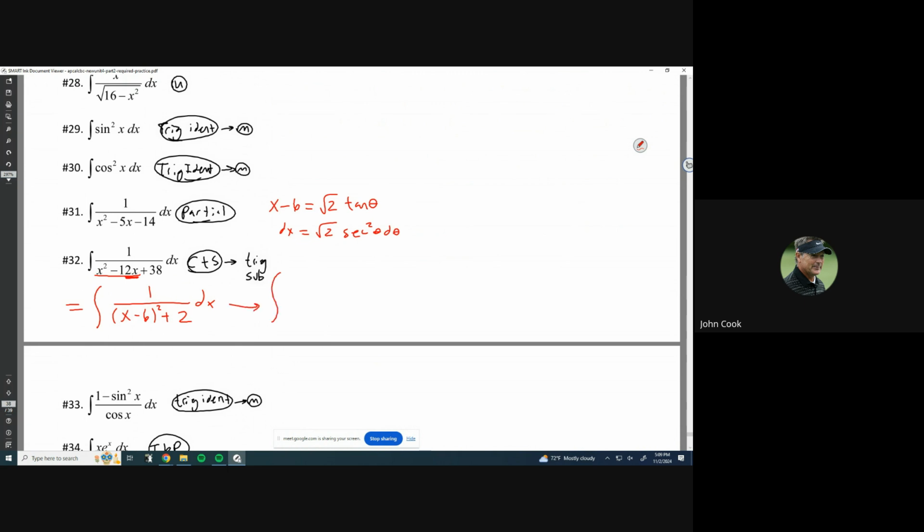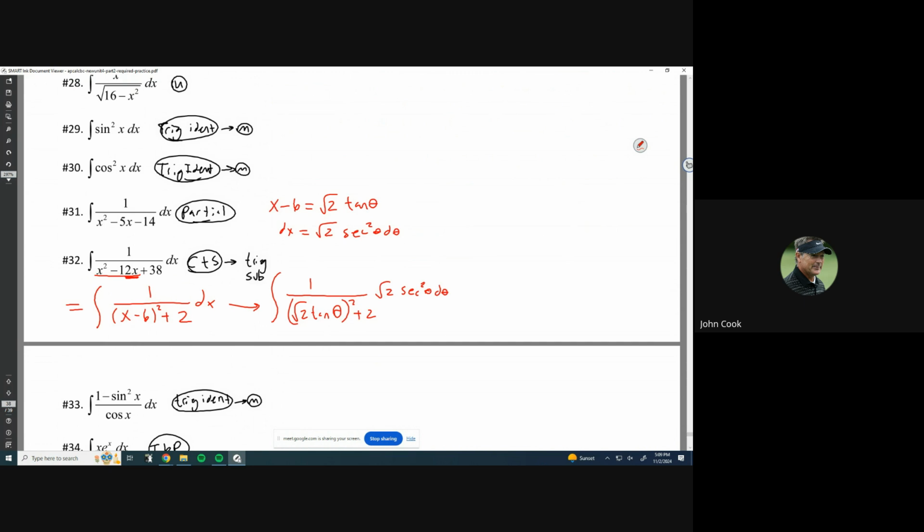So this becomes 1 over, and then x minus 6 is really square root of 2 tangent of theta, squared, then plus 2. And then dx becomes square root of 2 secant squared of theta d theta. So I guess on the previous problems, I just did the find the ratio thing. For this one, I'll start with direct substitution because I haven't practiced with this, and I think I only did it in the first problem. And I'll just show you the steps for direct substitution for this one.